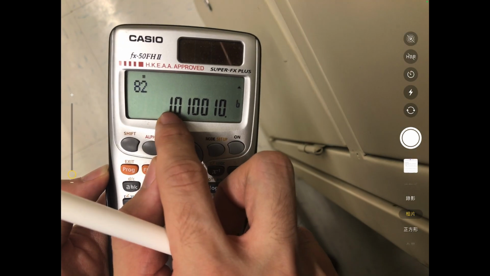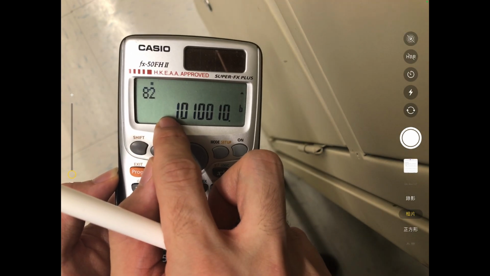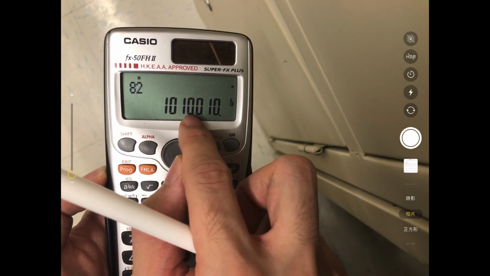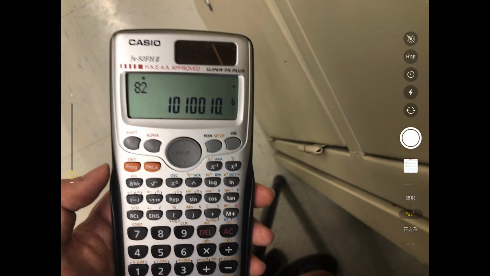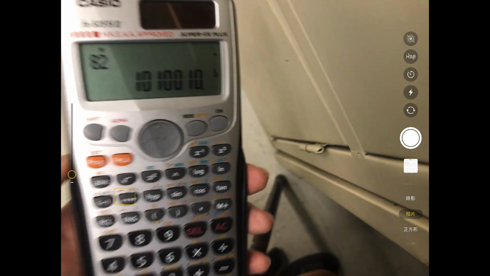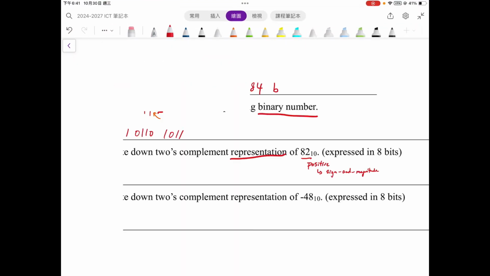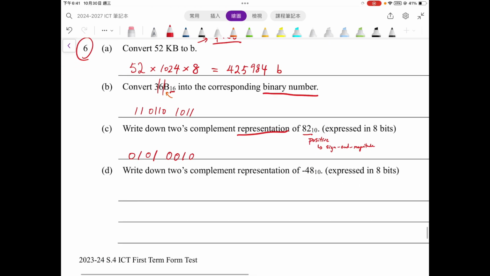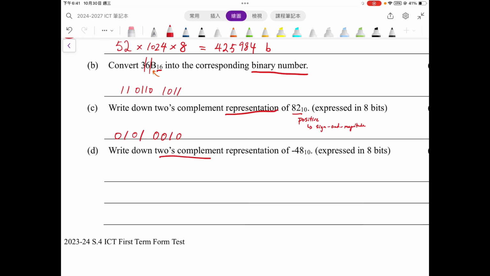So 1, 2, 3, 4, 5, 6, 7. We are missing 1. Here we will have the 0. Okay, so here it is 0, 1, 0, 1, 0, 0, 1, 0. So this is in its 2's complement representation. So we'll write it down. So the answer is 0, 1, 0, 1, and then 0, 0, 1, 0. Okay, so this is the answer. So for question D, we are still working on the 2's complement representation, but this time with the negative.